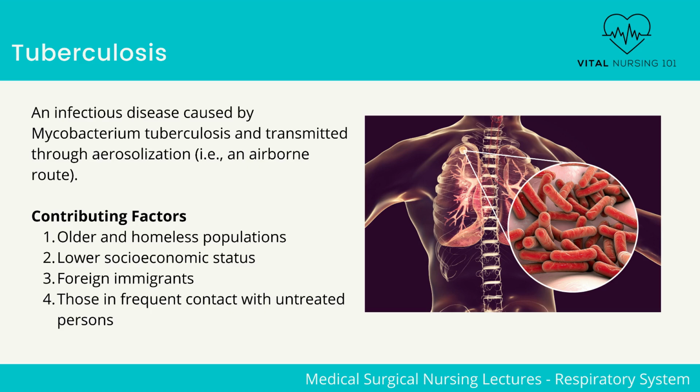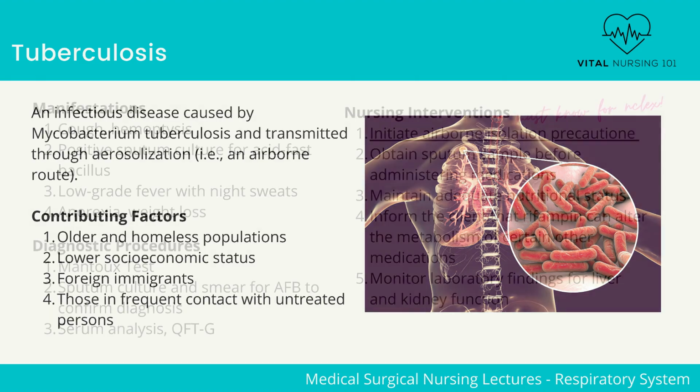The contributing factors include older and homeless populations, lower socioeconomic status, foreign immigrants, and those in frequent contact with untreated persons. You may be wondering, why are these the contributing factors? Let's think about it. The key is transmission through airborne settings. Those with poor living conditions will live in smaller spaces with multiple people. For example, shelters are an ideal setting for this airborne disease.